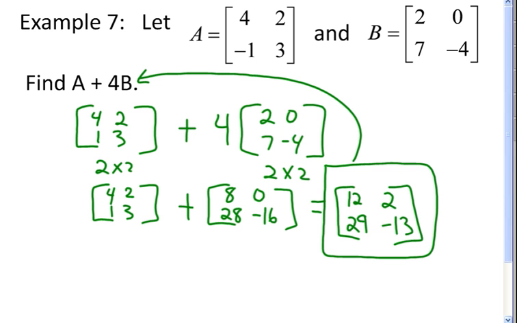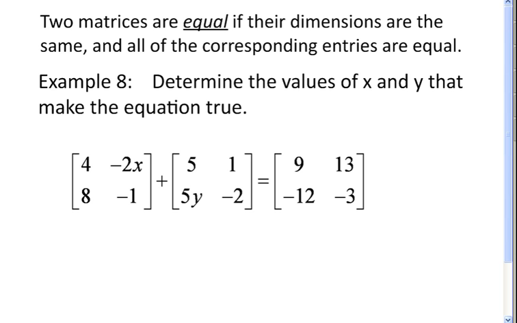Last thing we're going to go through is how to find an X and a Y that's in a matrix. Two matrices are equal if their dimensions are the same and all the corresponding entries are equal. Example, determine the value of X and Y that makes the equation true. They give you two matrices and it's equal to the resulting matrix 9, 13, negative 12, and negative 3.